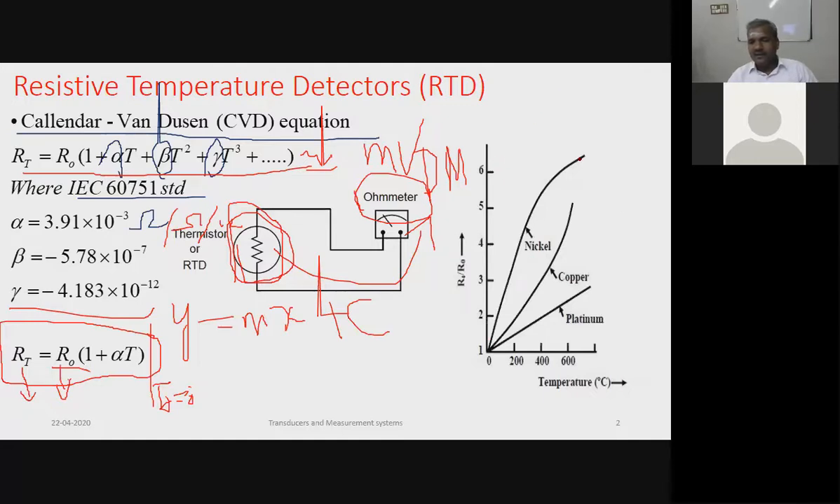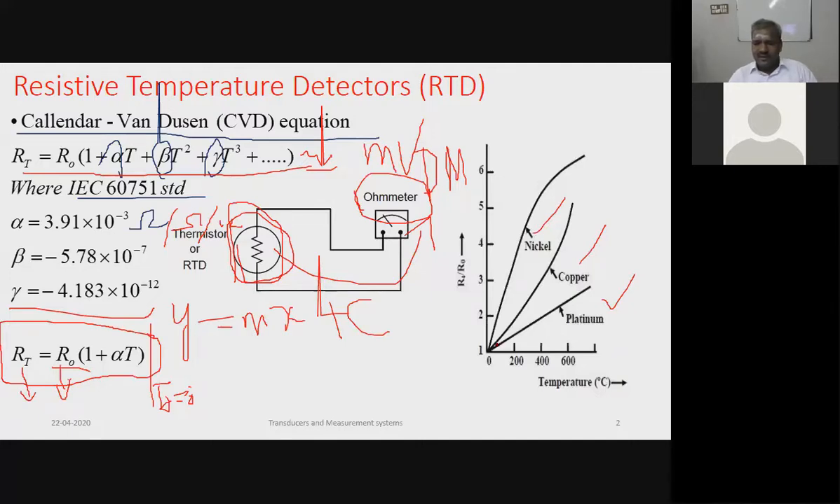Basically, there are 4 types of metals that can be used. Metal or metal alloys both can be used. So here, the very famous metals are nickel, copper, platinum, and molybdenum. So these 4 metals are normally used to manufacture RTDs.